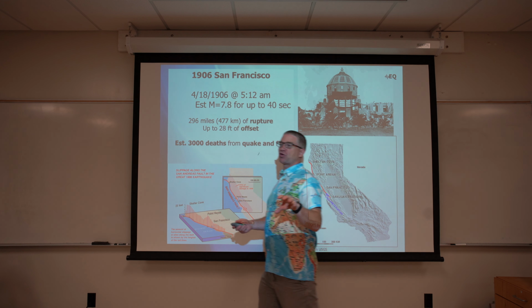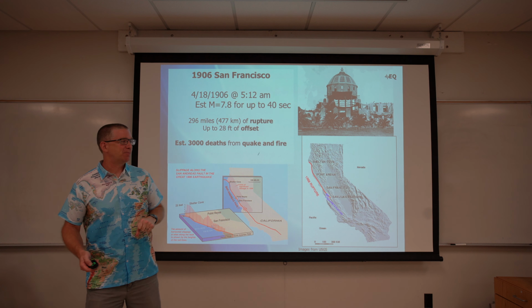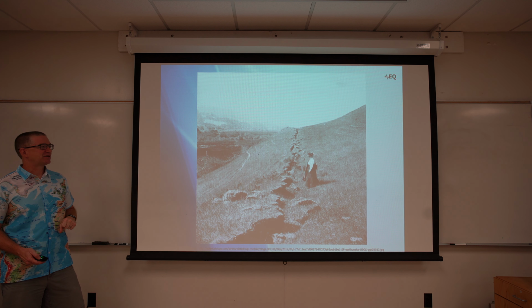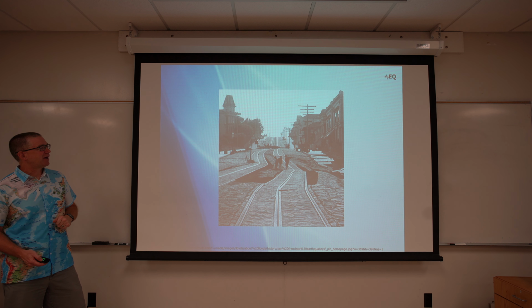and killed about 3,000 people between the earthquake and the fire that resulted in San Francisco after this. About a quarter of the city burned, about half the residents were homeless. And this is just a fault start from that.